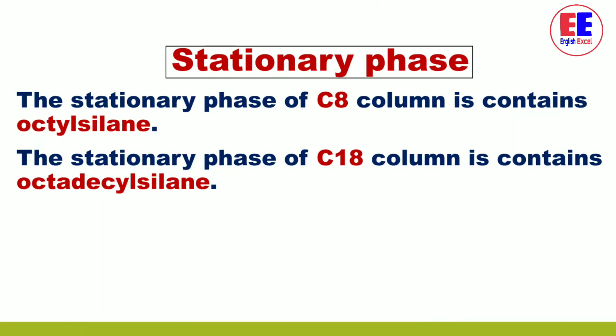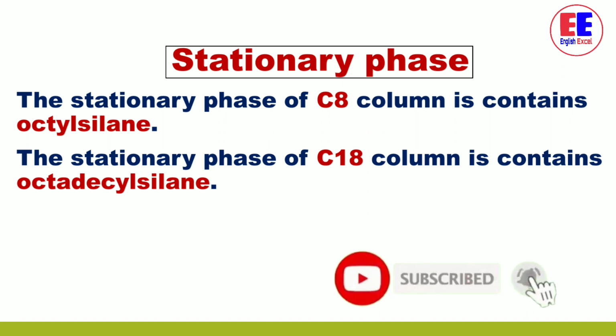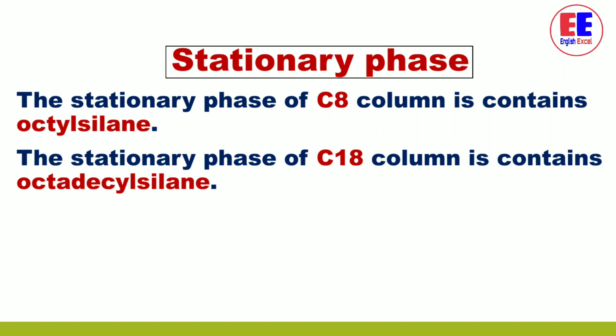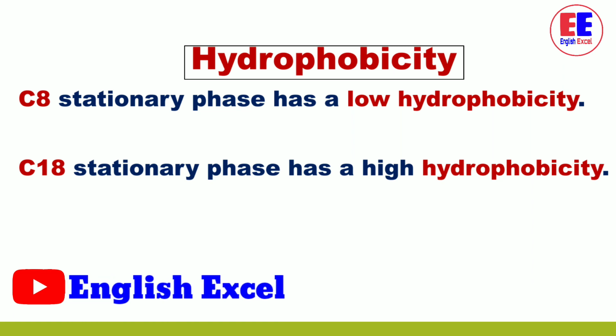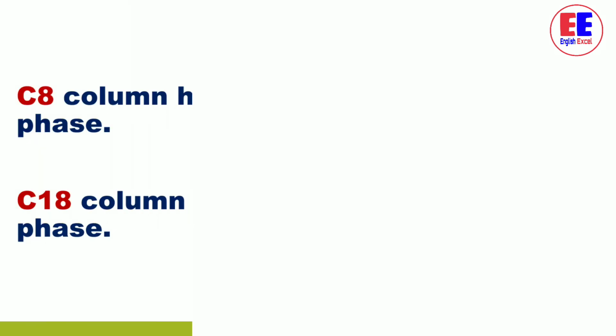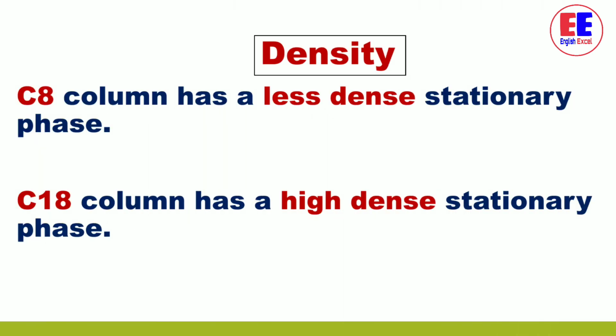Next is, on the basis of stationary phase. The stationary phase of C8 column contains octyl silane. On the other hand, the stationary phase of C18 column contains octadecyl silane. Next is, on the basis of hydrophobicity. C8 stationary phase has a low hydrophobicity. On the other hand, C18 stationary phase has a high hydrophobicity. Next is, on the basis of density. C8 column has a less dense stationary phase. On the other hand, C18 column has a highly dense stationary phase.